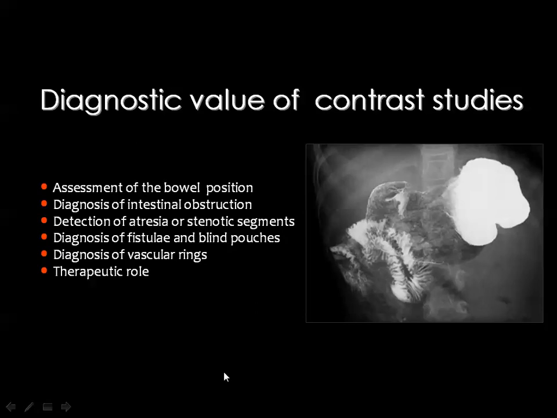Barium studies are helpful in assessment of the position of the bowel for diagnosis of rotational abnormalities and mesenteric volvulus, for example, diagnosis of intestinal obstruction, diagnosis of atresia and stenotic segments, assessment of the fistulae and the blind pouches, diagnosis of vascular links, and it may have a therapeutic role as in reduction, for example, of intussusception and so on.